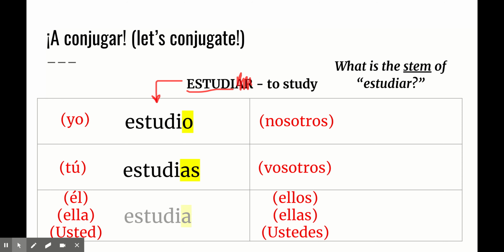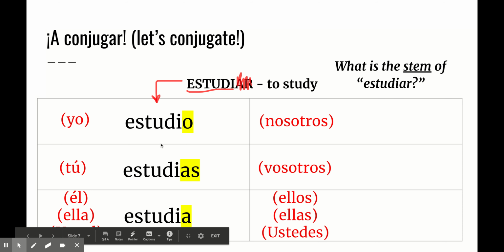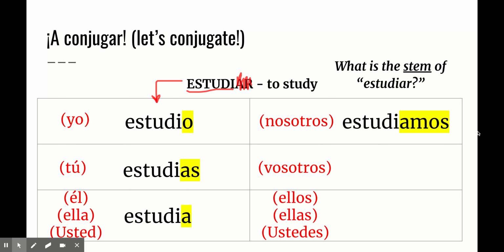In the él, ella, usted form, we say estudia with an A. Okay, notice the differences here. O, as, a. But what's staying the same is the stem, right? Estudi, estudi, estudi. Same. So what's going to go here? Estudi, yes. And then their ending now is amos. Nosotros estudiamos. We study. If you want to write these definitions right there on the side for yourself, please do so, guys. Vosotros estudiáis, and ellos, ellas, ustedes estudian. Okay, estudian.